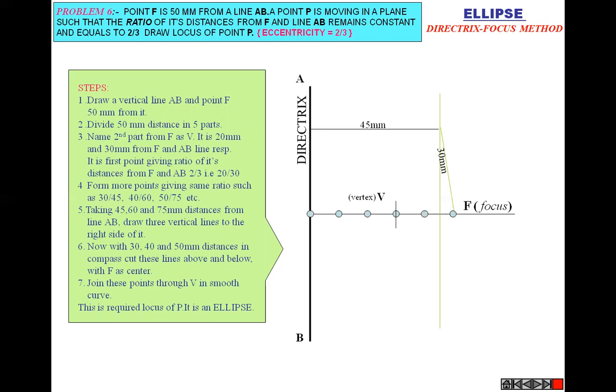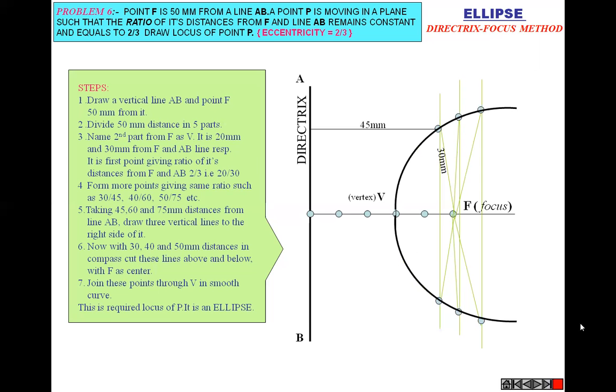Then draw a vertical line from P and take the VF distance in a compass. Draw an arc up to the vertical line. Then we get the intersecting point, and from that intersecting point draw a straight line here. Similarly, take one line from F at 45 degrees to the horizontal or axis. At the intersection of that point, draw a vertical line, we get the major axis, and with the help of this we can draw the ellipse. This is known as the directrix focus method. Thank you.